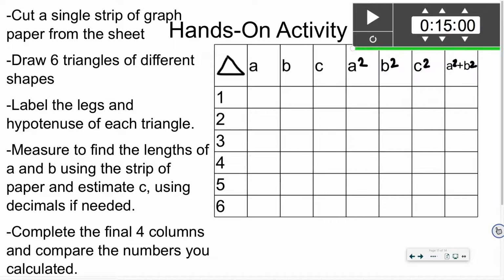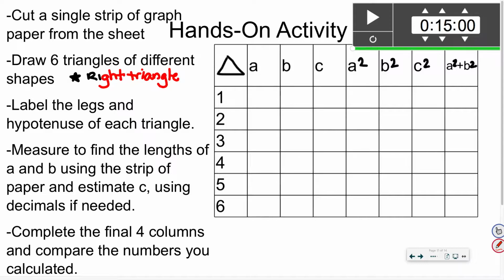Okay. Once you do that, you're going to draw 6 triangles of all different shapes. But they have to be right triangles, because we're only working today with right triangles. So actually, let me add that here. How can I draw a right triangle on graph paper? What's going to make that easier for me? What should I do with the graph paper if I'm drawing right triangles? Yeah, I can actually use the lines of the graph paper.